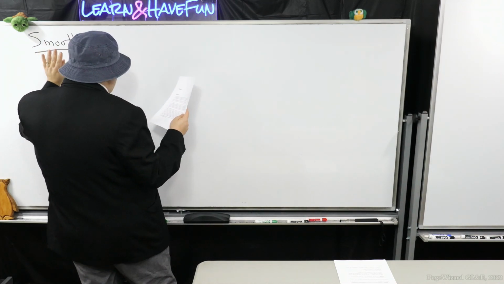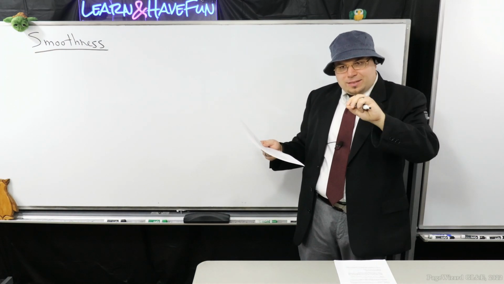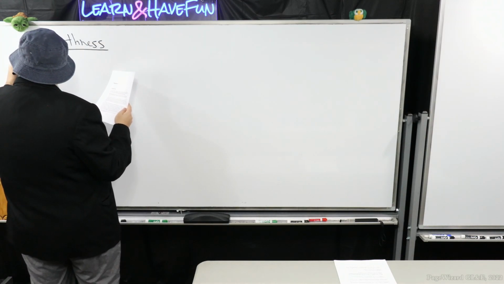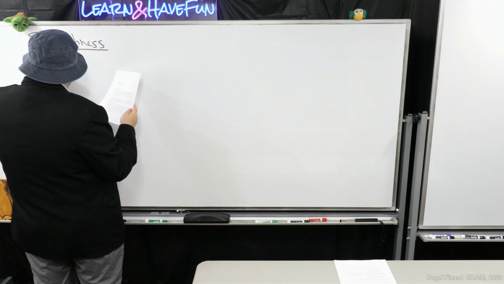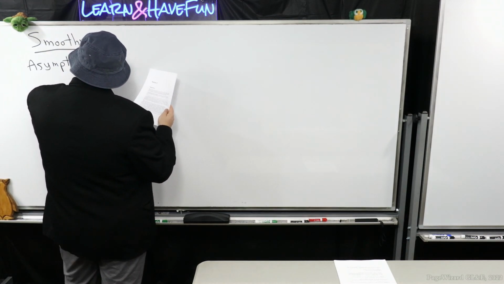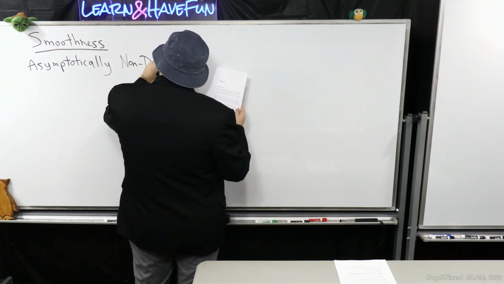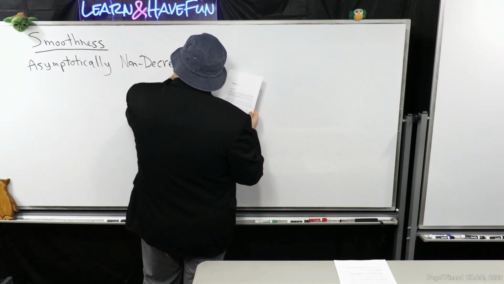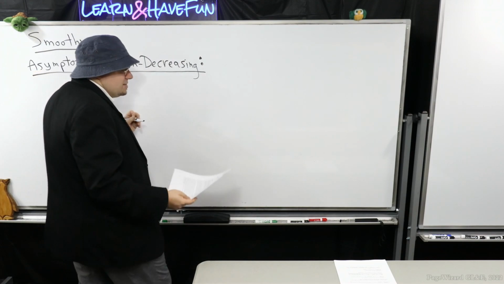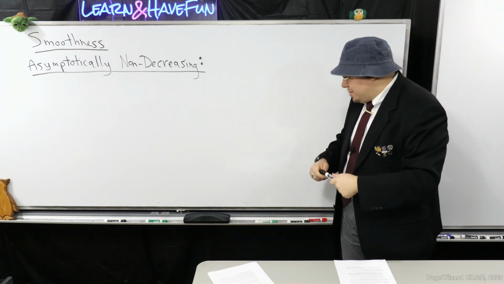So before I can talk about smoothness, I have to talk about a concept about functions. And I may have brought this up previously. If not, one thing I need to talk about is the concept of an asymptotically non-decreasing function. So if I give you a function and I say it's asymptotically non-decreasing, which many functions have this property, especially the ones that we talked about studying last time. Many of them will have this property.